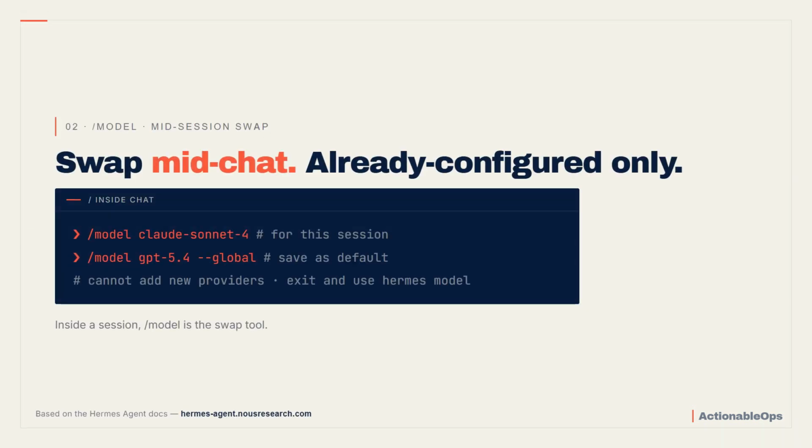Inside a chat, /model swaps between providers you have already set up. Type /model Claude Sonnet 4. You swap. Add --global to save it as default. The gotcha: /model can't add new providers. To add one, exit the session and run hermes model from the terminal instead.